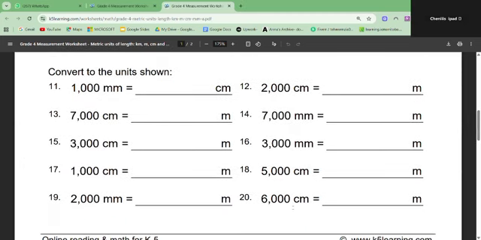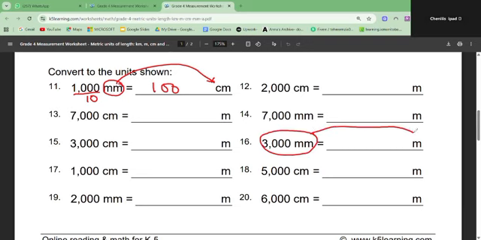Okay. Now, when you have 1000 millimeters, so millimeters to centimeters, that's divide by 10. So when you divide by 10, you get 100 centimeters. Now millimeters to meters. You divide by... Can you see millimeters, centimeters, and meters?